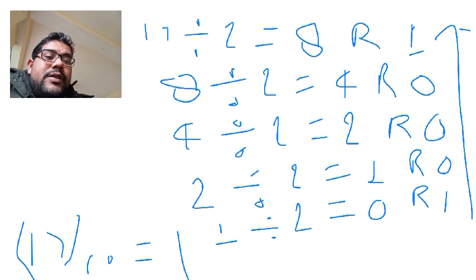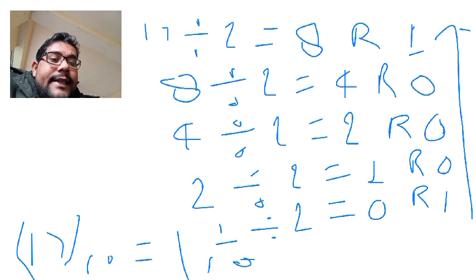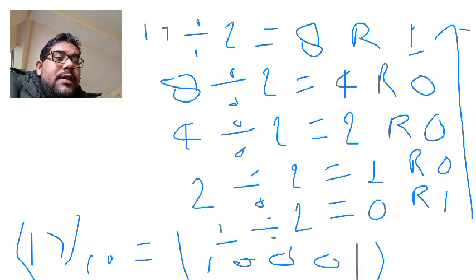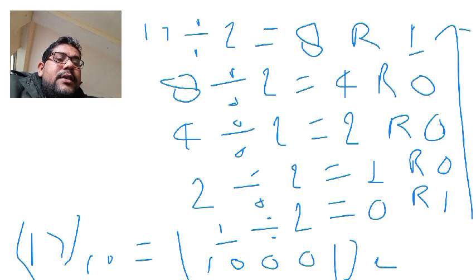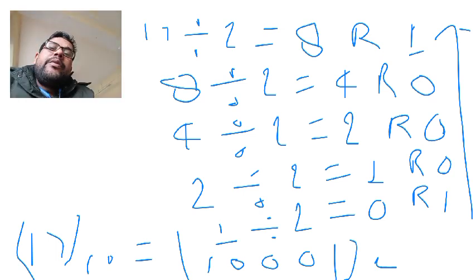We should write from the bottom: 1, 0, 0, 0, 1. This is the binary representation. In this way we can convert.